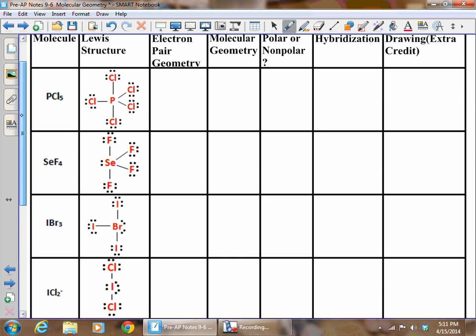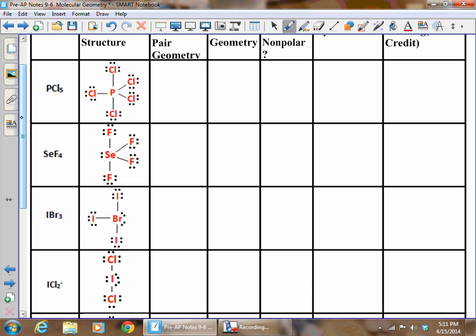Okay, so back up here, let's look at PCl5. PCl5 has 1, 2, 3, 4, 5 pairs of electrons around the central atom. This is our trigonal bipyramidal structure, if you look back at the table. And since there are no lone pairs, this trigonal bipyramidal structure is the same molecular geometry. They're both trigonal bipyramidal. We are going to again come back to the polar, nonpolar discussion.